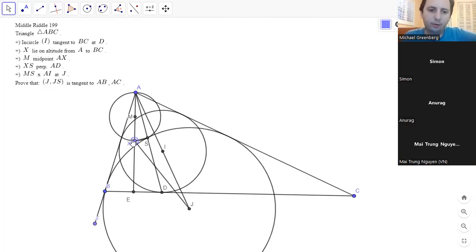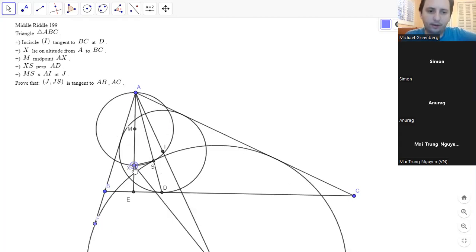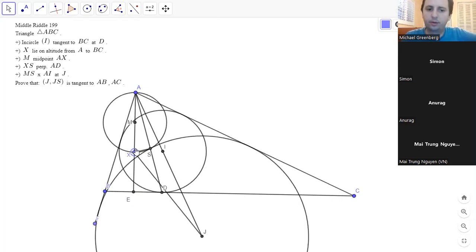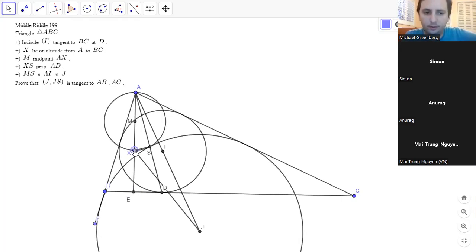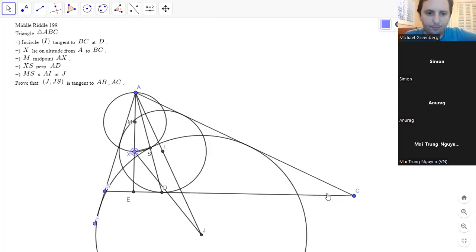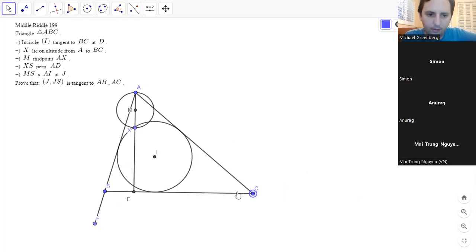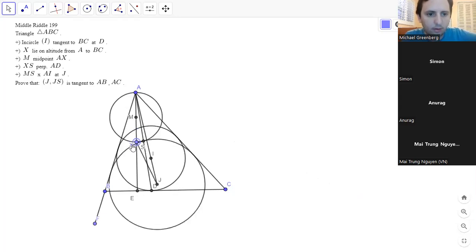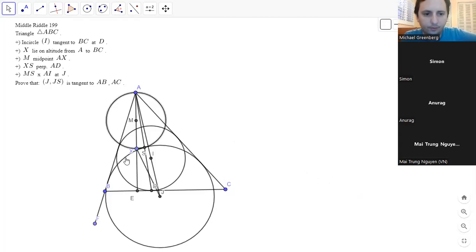So we can assume basically X and E are the same point if we wanted, right? Because it's just a homothety. Well, maybe not necessarily, but let's see. It looks like they're tangent. Yeah, it looks like these two circles are tangent.